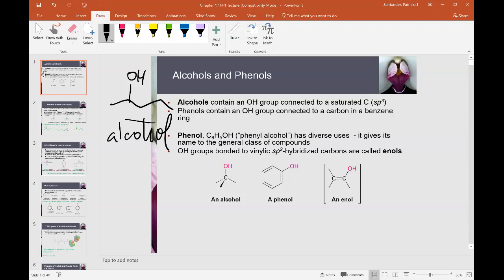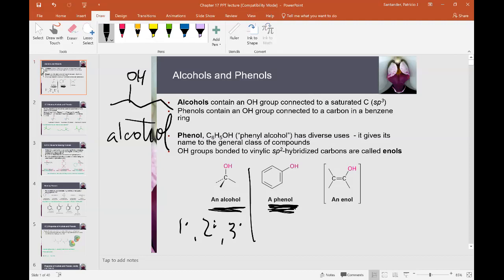Then we have some classification here depending on whether the OH is attached to just a regular carbon atom. As I said, it could be primary, secondary, or tertiary carbon. Or if you have the OH attached to an sp2 carbon of an aromatic system, like in this molecule that we call phenol. So instead of calling them alcohols, sometimes you will find that they will refer to those as aromatic alcohols, but the more general name that we give to those is phenol.